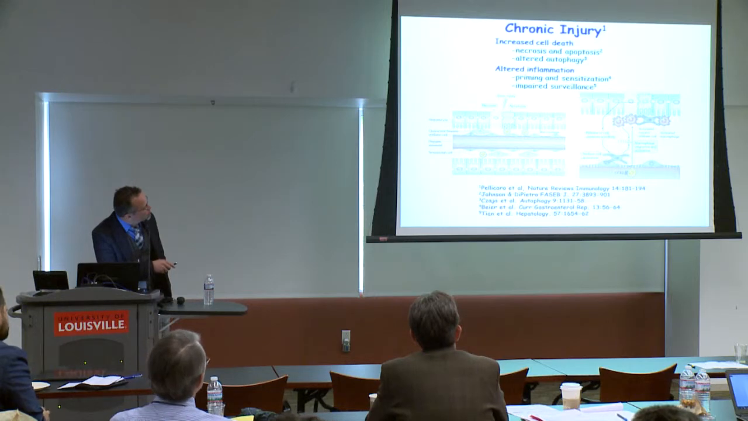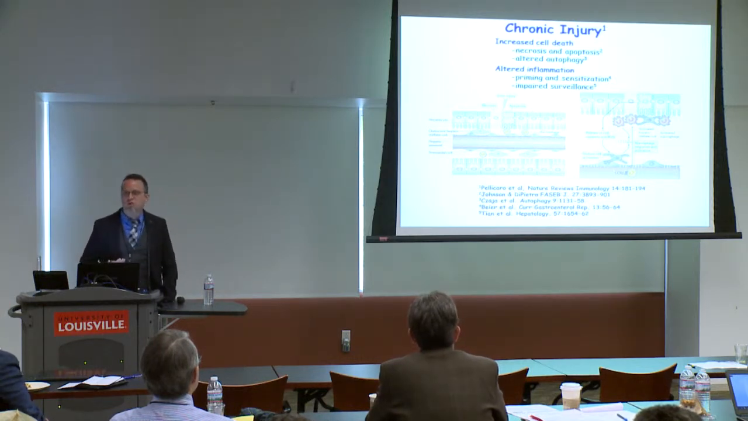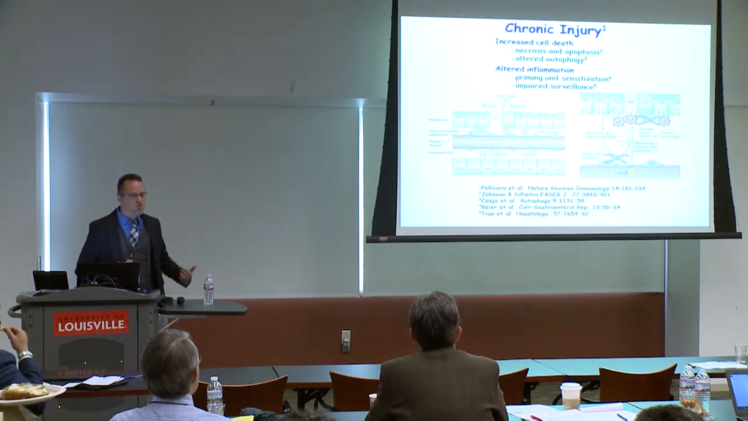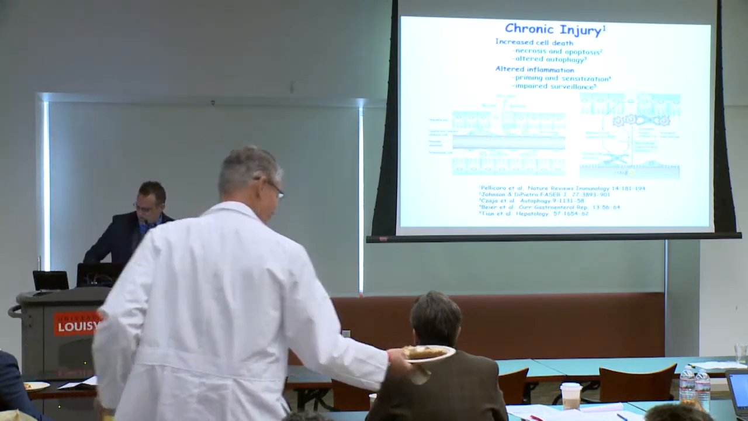Also critical in altered inflammation is that there is impaired surveillance of the fibrotic response. Normally, the fibrotic response is a normal wound healing response in the liver that is surveilled by the immune response and kept to be self-limited. One of the key things that happens with chronic liver disease that transitions to fibrosis is the surveillance fails, and the fibrosis can continue.